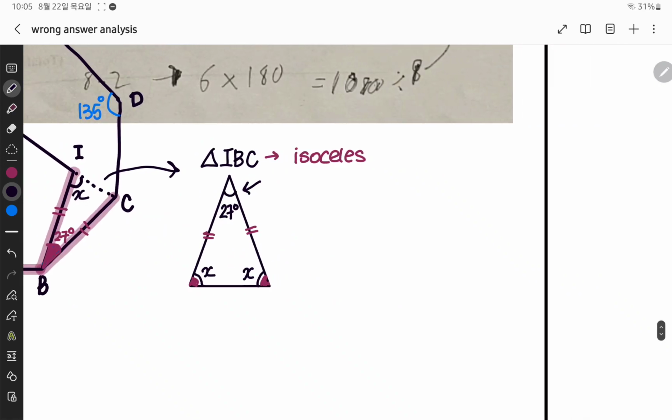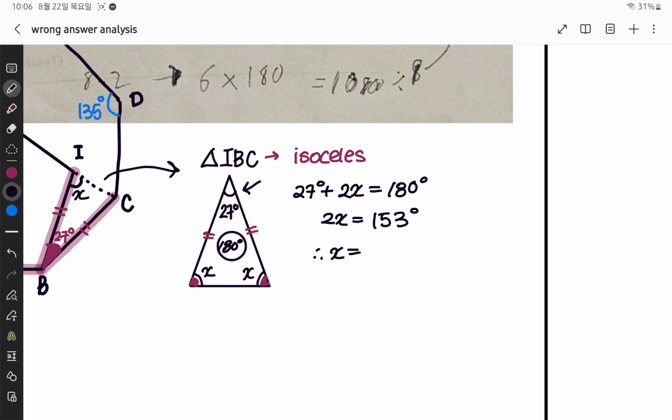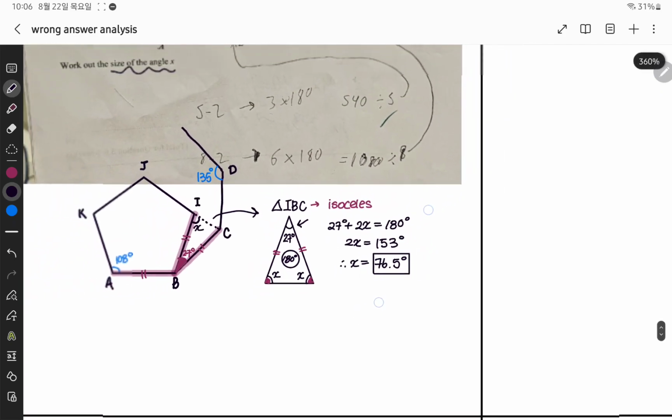And since we know the angle right here, we can get the X angle by adding it up and making it equal to 180 degrees, which is the sum of the internal angles of a triangle. So we're going to get 27 plus 2x equals 180. So 2x equals how much? 153. And then we get the x angle, which is 76.5 degrees. So the answer to this problem was 76.5 degrees.